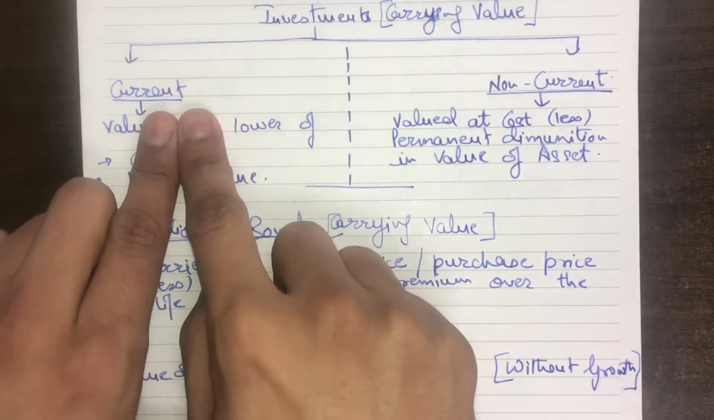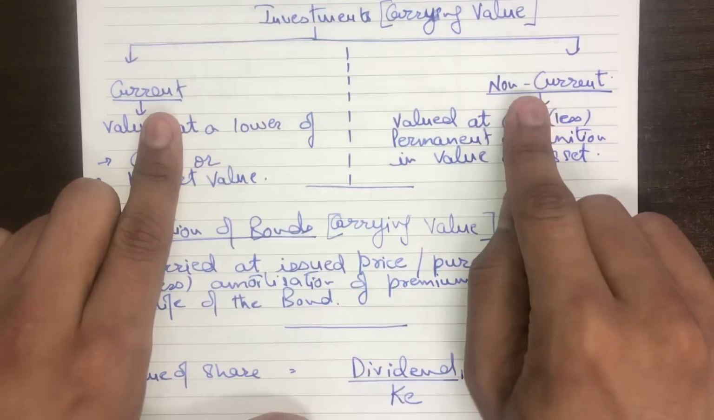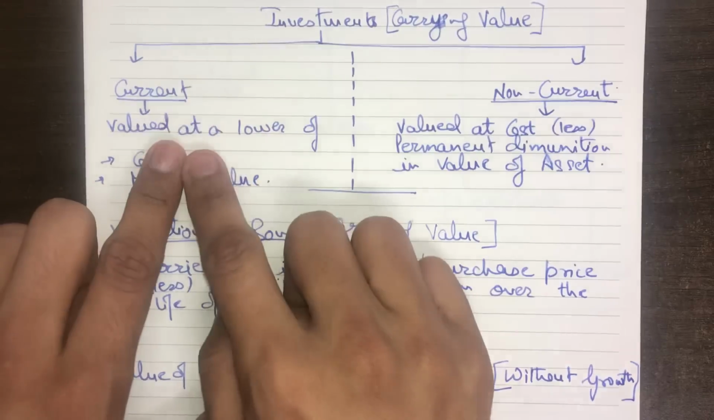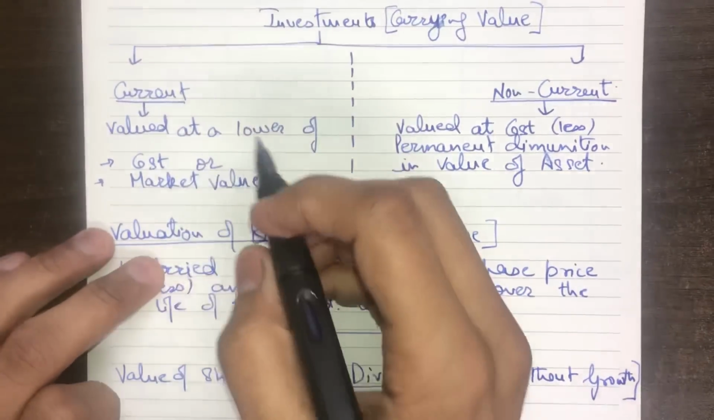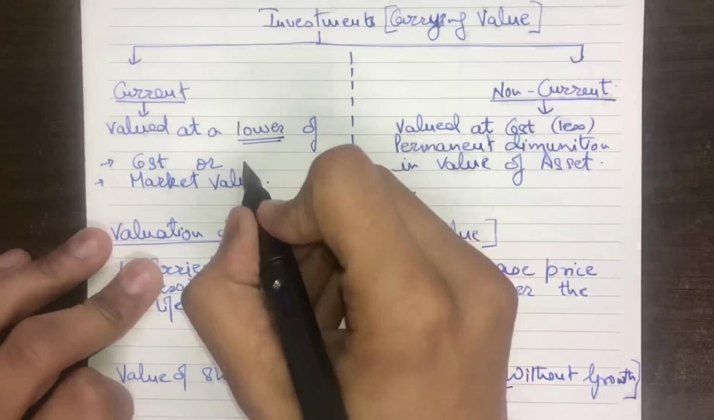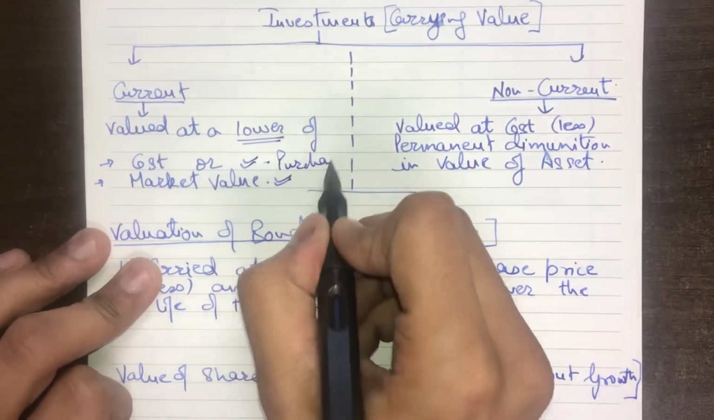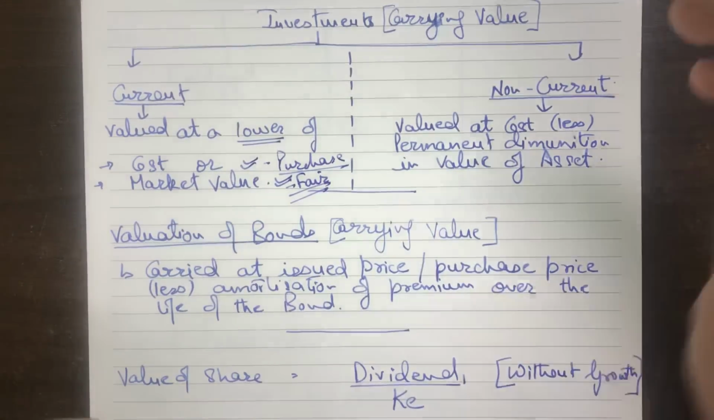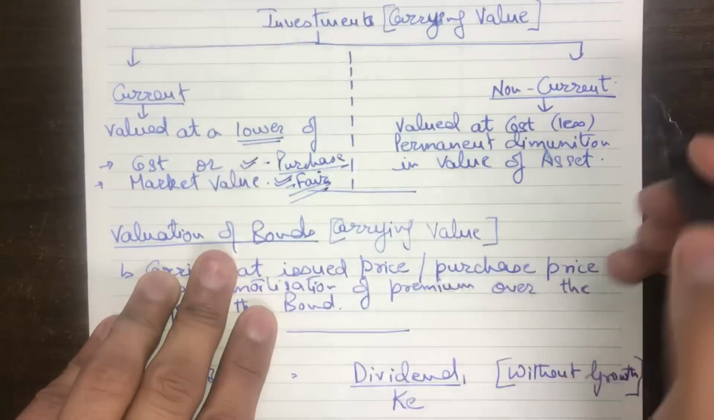Current investments are those investments which you are expecting to realize or dilute within a 1 year time span. And non-current investments are those investments which you are planning to keep with you for a longer period of time. So current investments are valued at the lower of cost or market value. Please note the limit is that you value the current investment at the lower of cost or market value. So cost is nothing but the purchase price, and market value is the fair value in the market as on date. So you will value your current investments using this formula, lower of cost or market value.